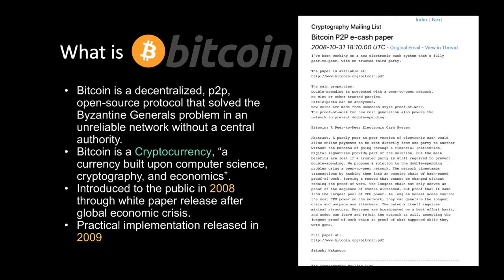So somewhere around 2008, there was a white paper that was published, and it was Bitcoin: a peer-to-peer electronic cash system. It was initially introduced in 2008, but the practical implementation was released in 2009. And overall, what is Bitcoin? Bitcoin is a decentralized, peer-to-peer, open source protocol that solved the Byzantine generals problem in an unreliable network without a central authority. So the main innovation overall is that we are able to solve the double spending problem in a decentralized manner.